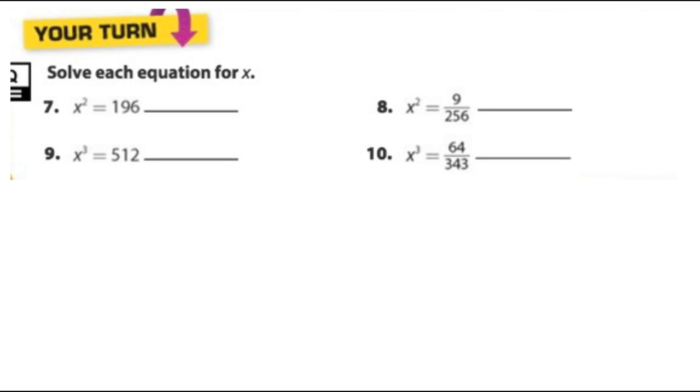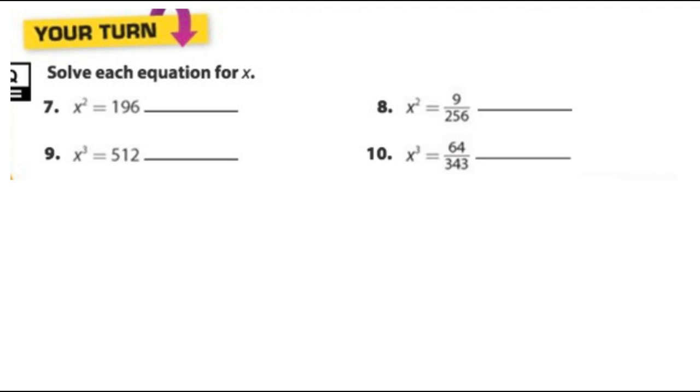Take a second, pause the video, come back after you solve the problem, and just check your work with me. Okay, so we have x squared equals 196. We're looking for what number squares to give you 196. We take the square root of both sides. The square root of 196 is 14.